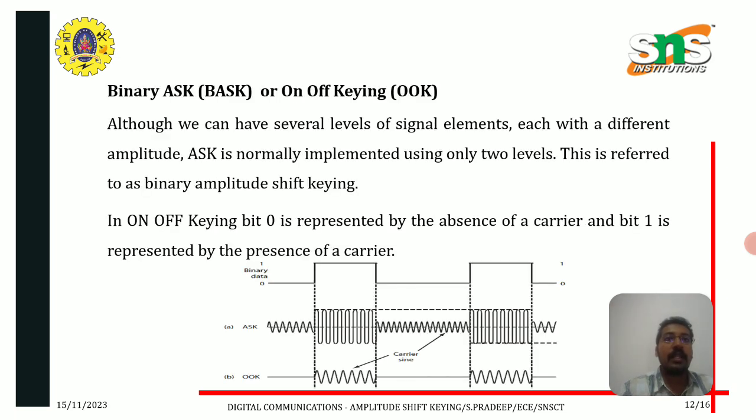The binary ASK or on-off keying. Although we can have several levels of signal elements, each with a different amplitude, ASK is normally implemented using only two levels. This is referred to as binary amplitude shift keying. In on-off keying, bit 0 is represented by the absence of a carrier and bit 1 is represented by the presence of the carrier. The output waveforms for the binary ASK on-off keying are given in this figure.